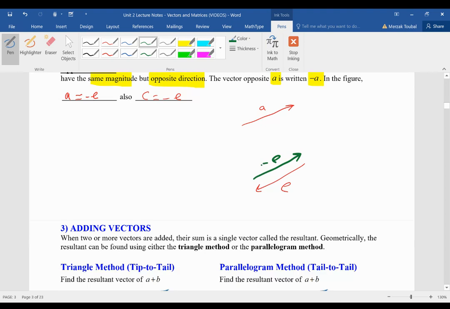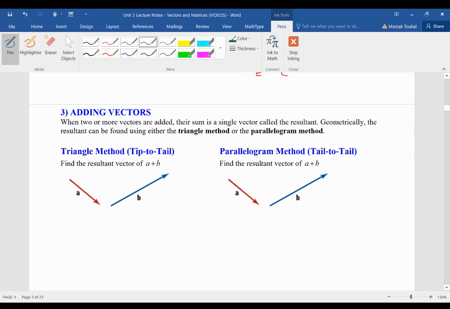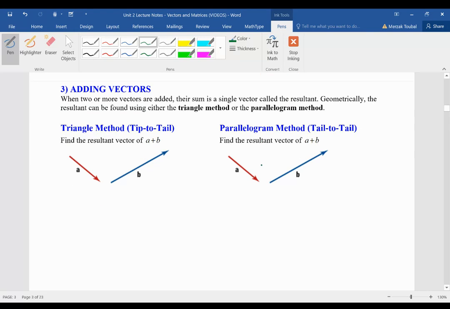Okay, let's move on to the next concept, which is how to add vectors, like how to add real numbers. Now we're going to learn how to add vectors. Of course, when we add vectors, there are two things: how we can use geometry to add vectors, and how to add vectors in regards to adding their magnitude, actually, which we're going to talk about later on.